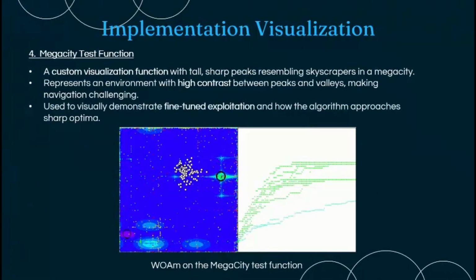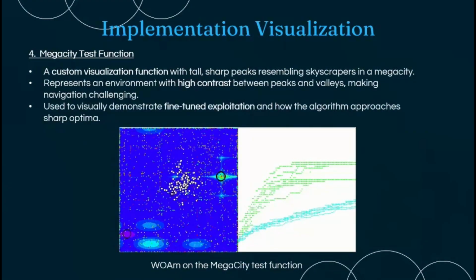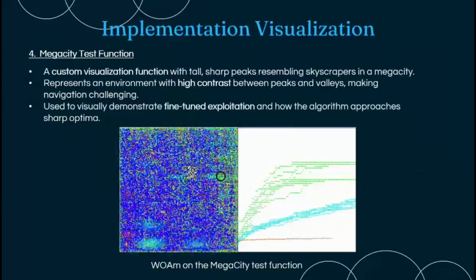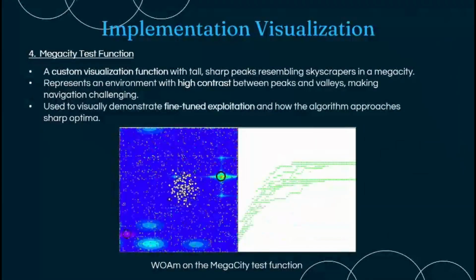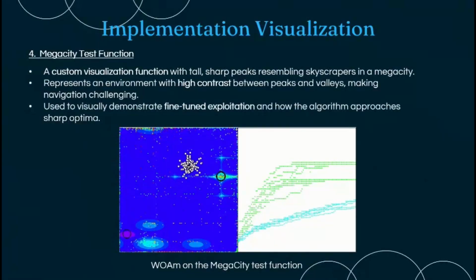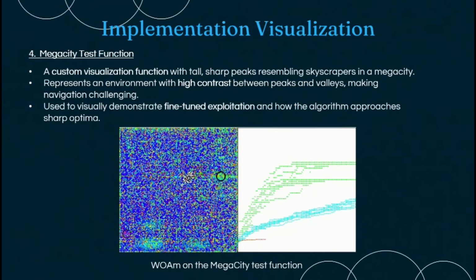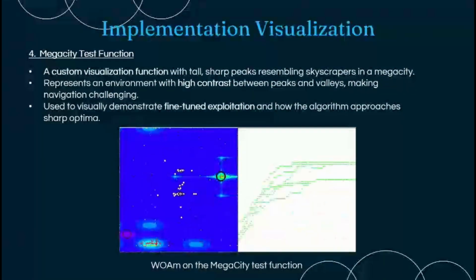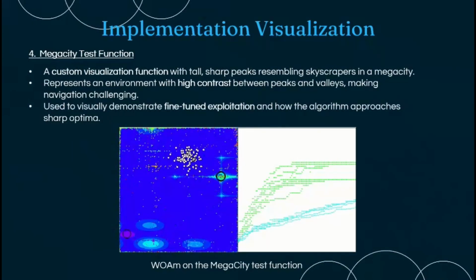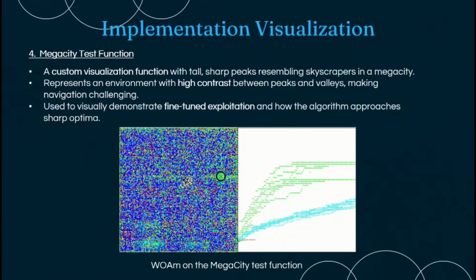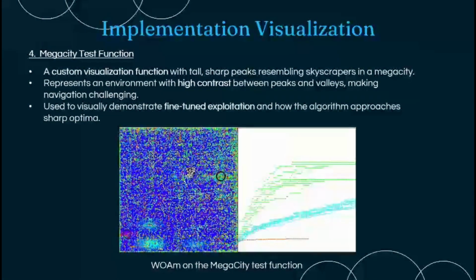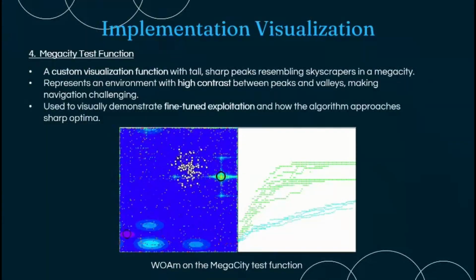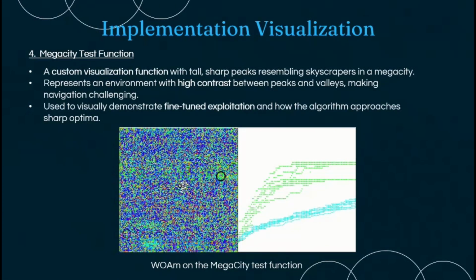Next, we see the Megacity test function. It is another custom designed visualization function. This function contains very tall and sharp peaks similar to skyscrapers in cities. Because of this high contrast between peaks and valleys, the search space becomes extremely challenging to navigate. This test is used to analyze how well the whale optimization algorithm performs fine-tuned exploitation and how it approaches sharp optima.